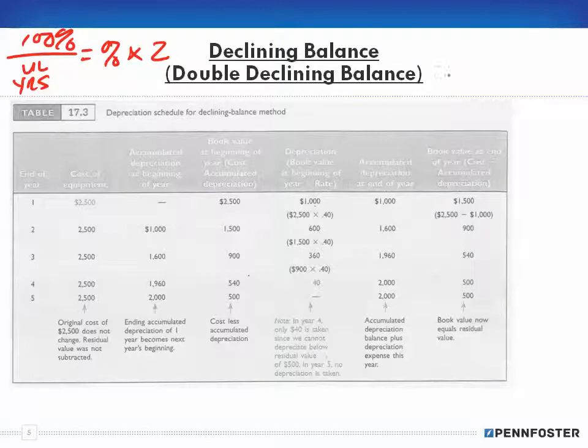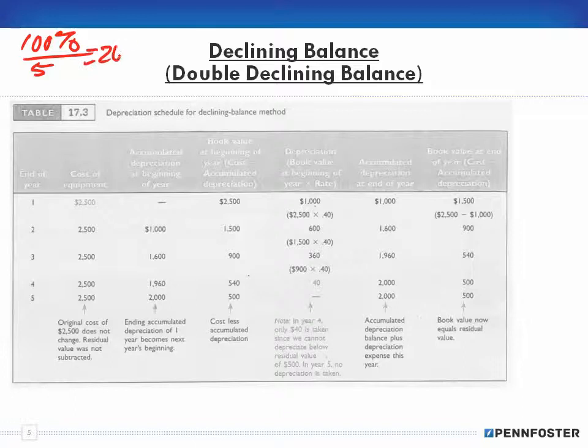As an example, let's just do the math so you can see what I mean by the acceleration of it. If I have 100%, and let's say I'm depreciating it over 5 years, that's 20%. Now, if I multiply that by, say, 1.5, that's going to give me 30%. That rate, that 30%, is what I would use to multiply my book value each and every year.